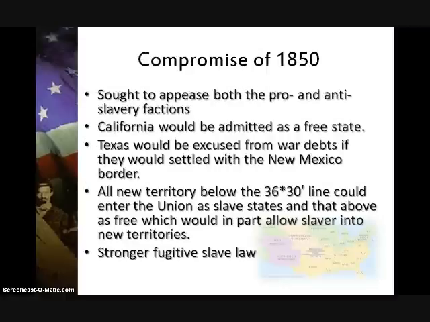In that, they're trying to appease both sides here. California would be admitted as a free state. Texas, you will be excused from your war debts, and you have to settle your dispute with New Mexico over the border. Now, all new territory below 36°30′ could enter as a slave state, and that above would in part allow slavery into the new territories. It just depended on the situations there. But one of the issues that seemed so minimal at the time was the stronger fugitive slave law. But it's going to become a major issue later.